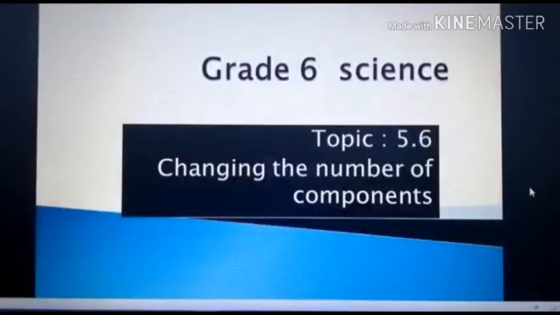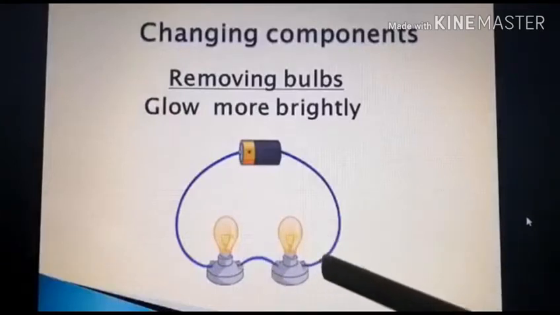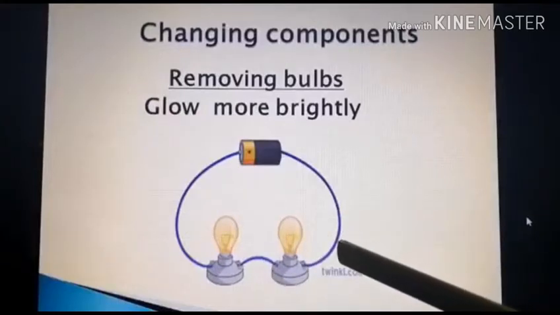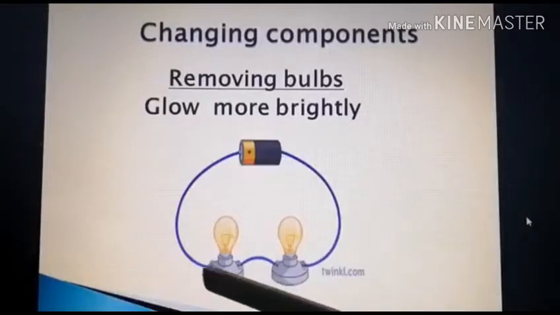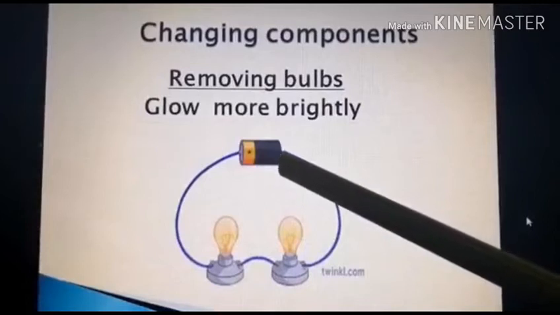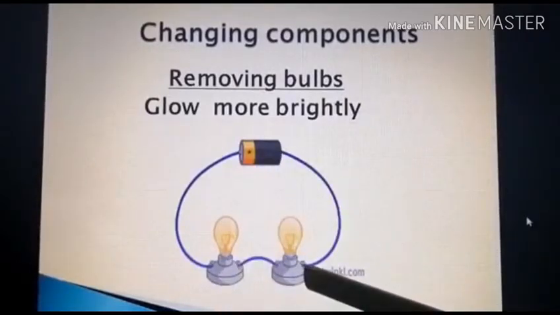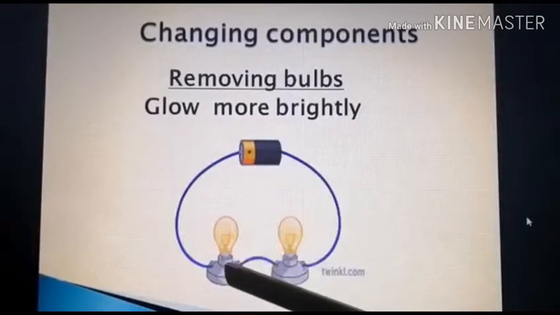Today we are going to study topic 5.6, changing the number of components. Look at this picture, look at this circuit. Here you can see 2 bulbs and 1 battery, right? If I remove 1 bulb from here, what about the brightness of this bulb?